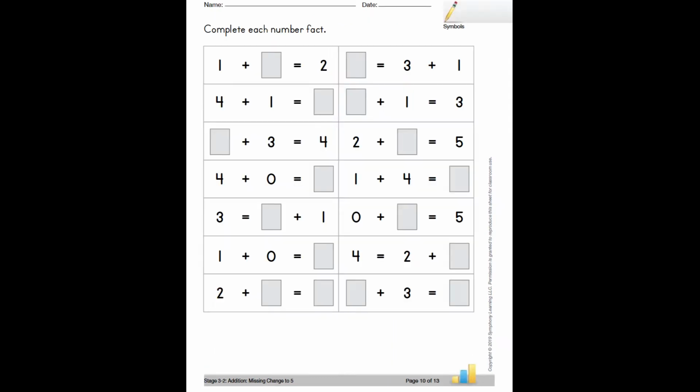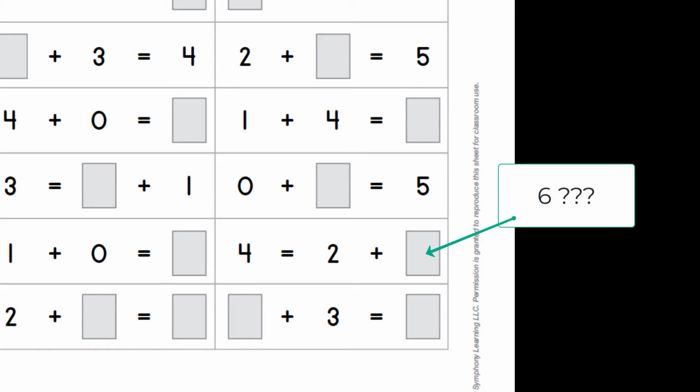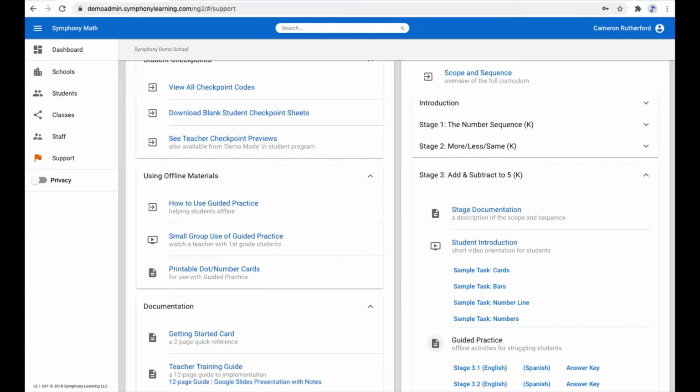The other concept in stage 3.2 is when they see the equal sign come at the beginning of the number sentence. They're given a whole and they know it equals some part plus a missing part. This often throws students, and they can tend to just take the numbers they see and add them together, showing us that they don't really understand the true meaning of the equal sign or equalities. You can find more on the big ideas of equalities and parts to whole in the stage overview in Symphony Math Stage 3.